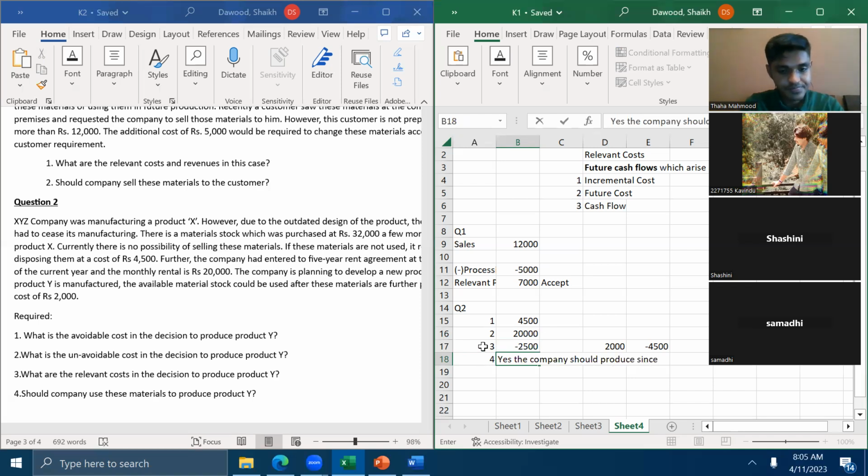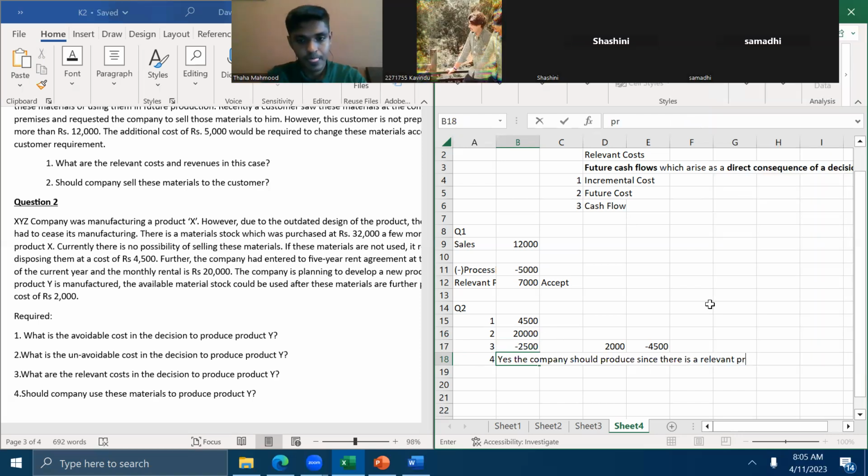since there is a relevant profit of 2,500, or you could call it a relevant benefit of 2,500.